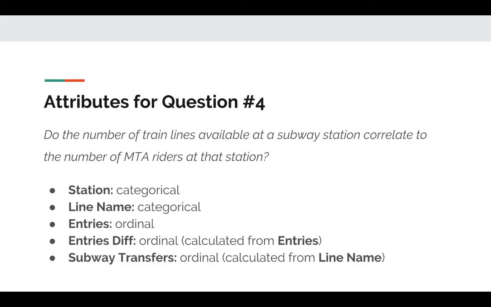Our question number 4 is, do the number of train lines available at a subway station correlate to the number of MTA riders at that station? The attributes we are using are station, categorical, line name, categorical, entries and entries difference, ordinal, and subway transfers, which is ordinal again and calculated from line name.